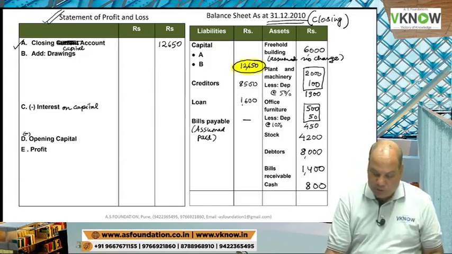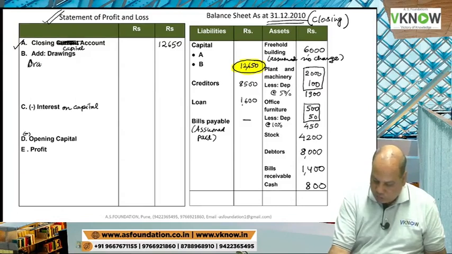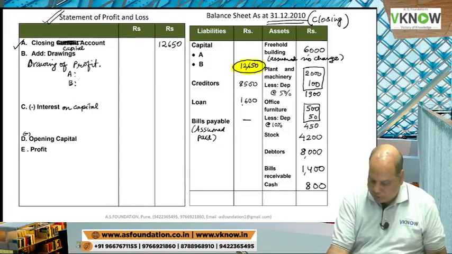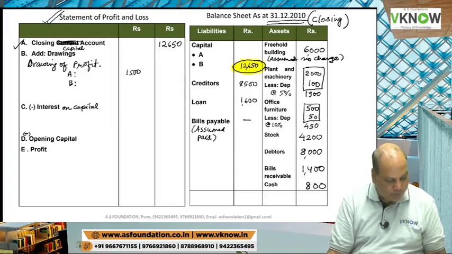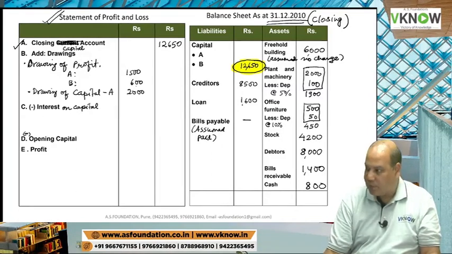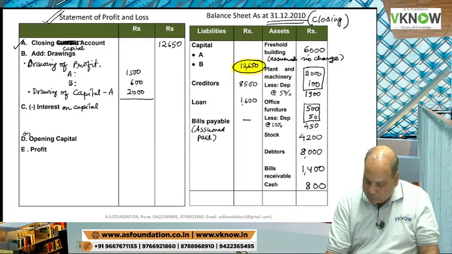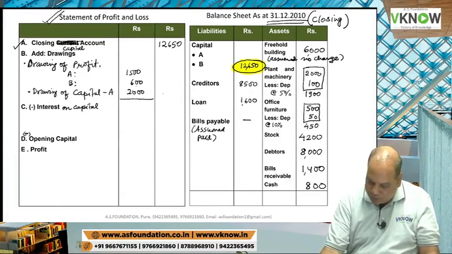Come to main page, closing capital 12,650, add drawing. Under that, write down drawing of profits. So there are two partners, A and B. A has drawn profit 1500 and A has withdrawn his share of profit 600. Out of his share of profit, he has withdrawn. And then write down next point, drawing of capital. A has withdrawn 2000 rupees capital. A says, I don't want to keep capital so much, so I want to withdraw. So the total drawing will be 4100.